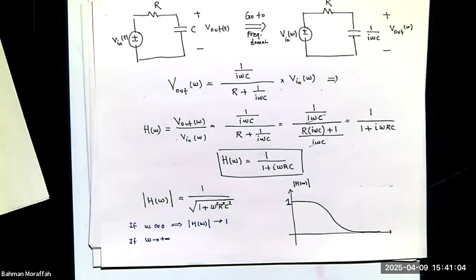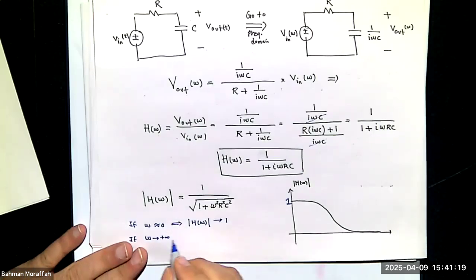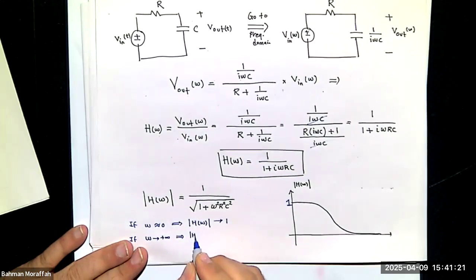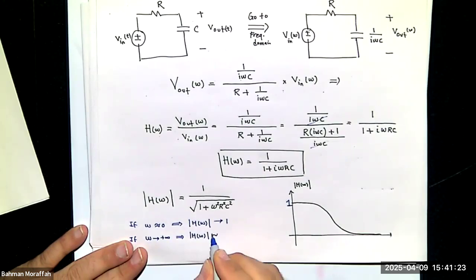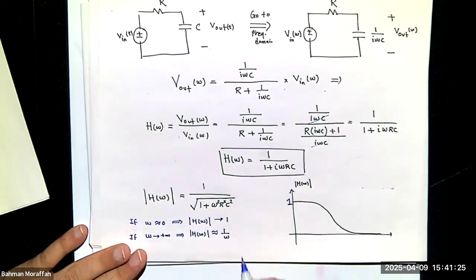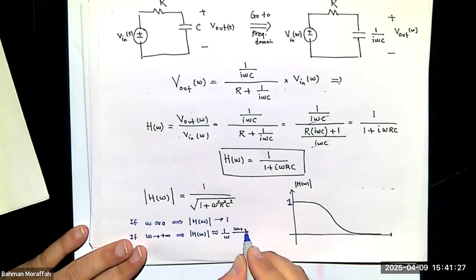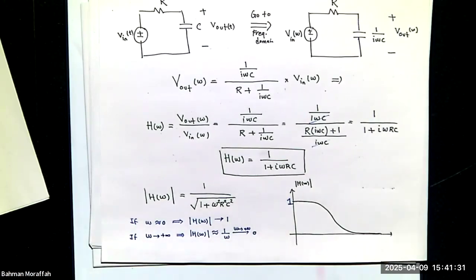Yes. Because this is the imaginary part. I is not part of the imaginary part, right? So if it goes to infinity, the absolute value of H of omega is very similar to 1 over omega. And if omega is indeed infinity, that approaches zero, which is exactly like the graph that I have over here.